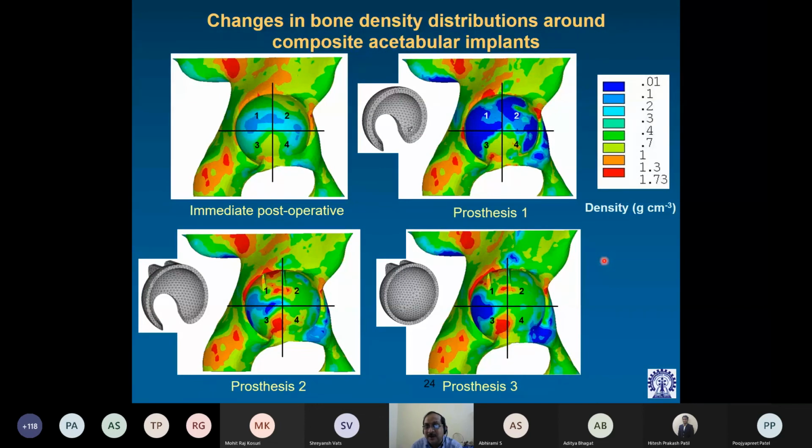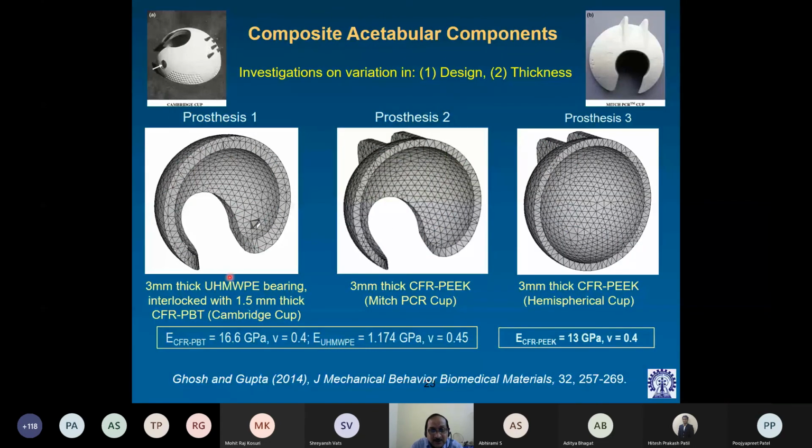So the change in bone density around these composite cups, immediate post-operative, is the same as earlier. For prosthesis 1, you see so much change because prosthesis 1 is thicker. If I go back, just allow me to go back. So this is a 3 millimeter ultra high molecular weight polyethylene bearing surface. It has a backing of 1.5 millimeter thick CFR PEEK. So the total thickness of the cup is 4.5. If it is a 3 millimeter CFR PEEK cup, it's a Mitch cup, and a 3 millimeter hemispherical cup. So this is a thicker acetabular cup, and these are thinner acetabular cups.